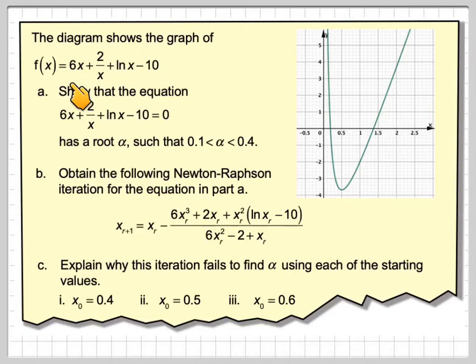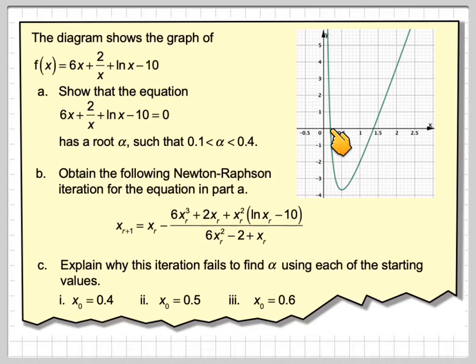The diagram shows a graph of f of x equals 6x plus 2 over x plus ln of x minus 10. So here we have the graph. Show that the equation 6x plus 2 over x plus ln of x minus 10 equals 0 has a root alpha such that alpha is between 0.1 and 0.4.